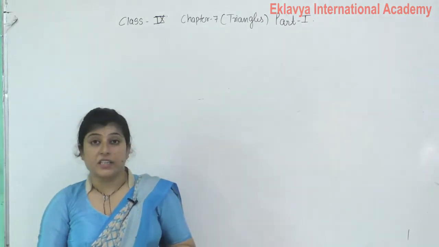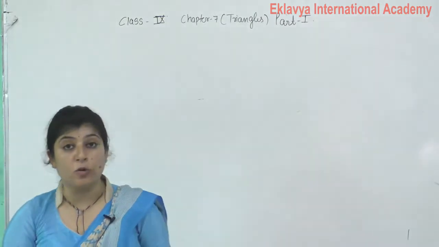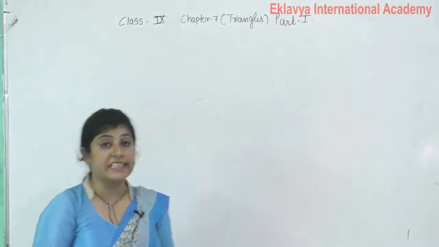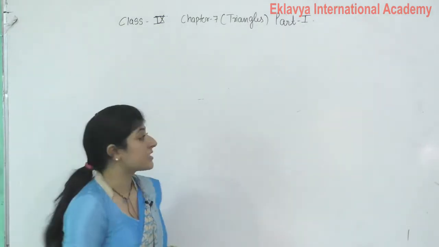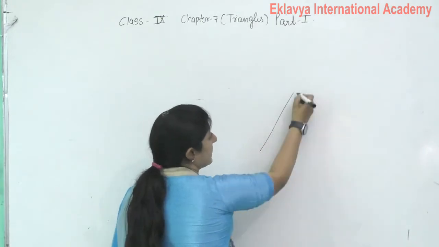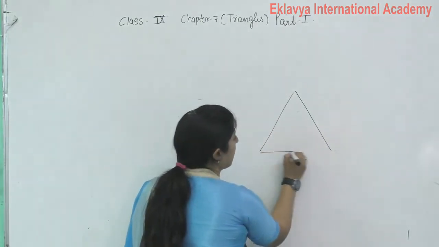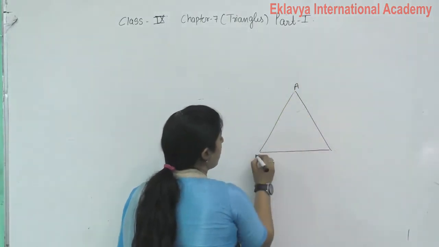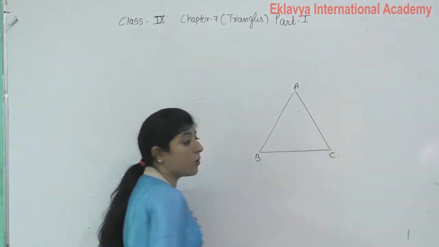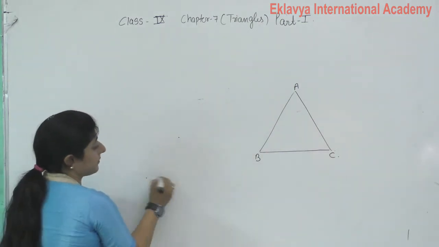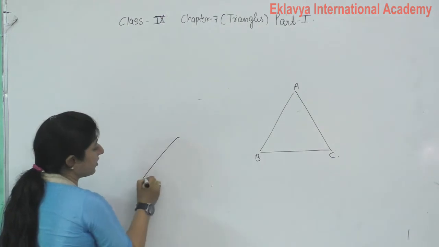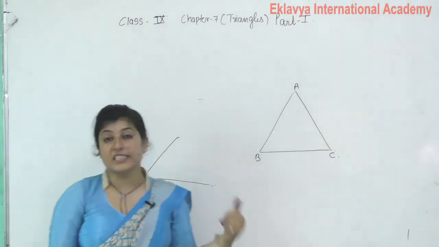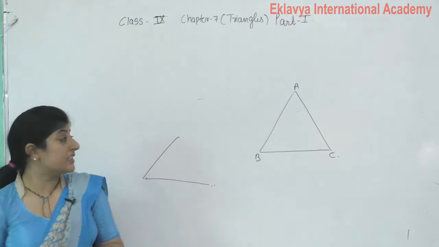What is a triangle? A triangle is a closed figure with 3 sides and 3 vertices. Firstly, it is a compulsory condition that it should be a closed figure. If it is open, then we can't say. If I write it like this, only make it like this, then we can't say it is a triangle. So what is a triangle?